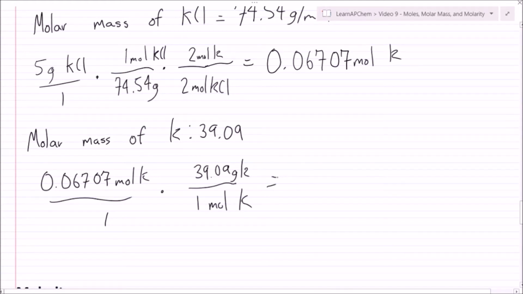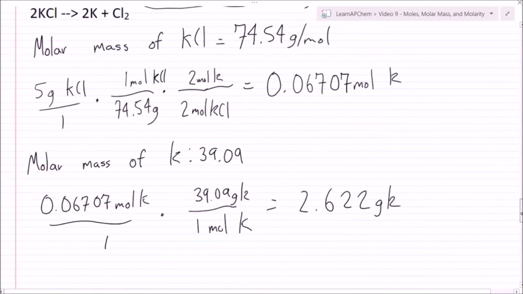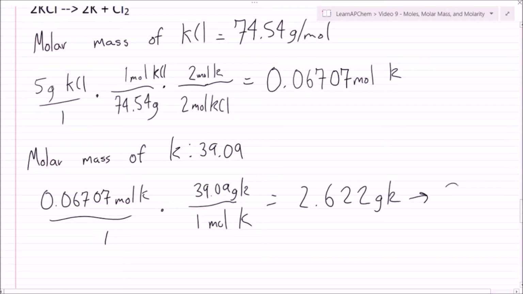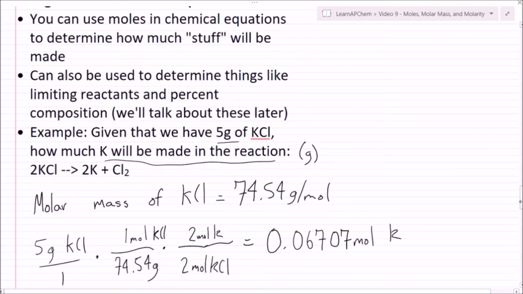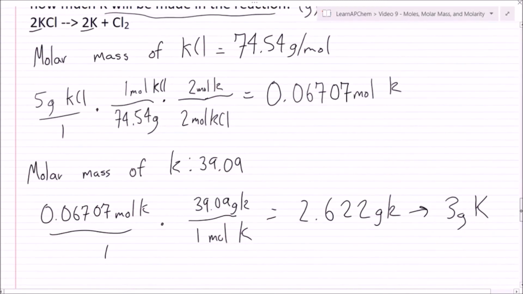All I do is multiply 0.06707 by 39.09. I get 2.622 grams of K. Then again, I'm going to go up here. I see that I have 1 sig fig here, so I need to round this to 1. So this just becomes 3 grams. You can see that we have 5 grams going into the reaction, but we're only coming out with 3 grams of potassium.